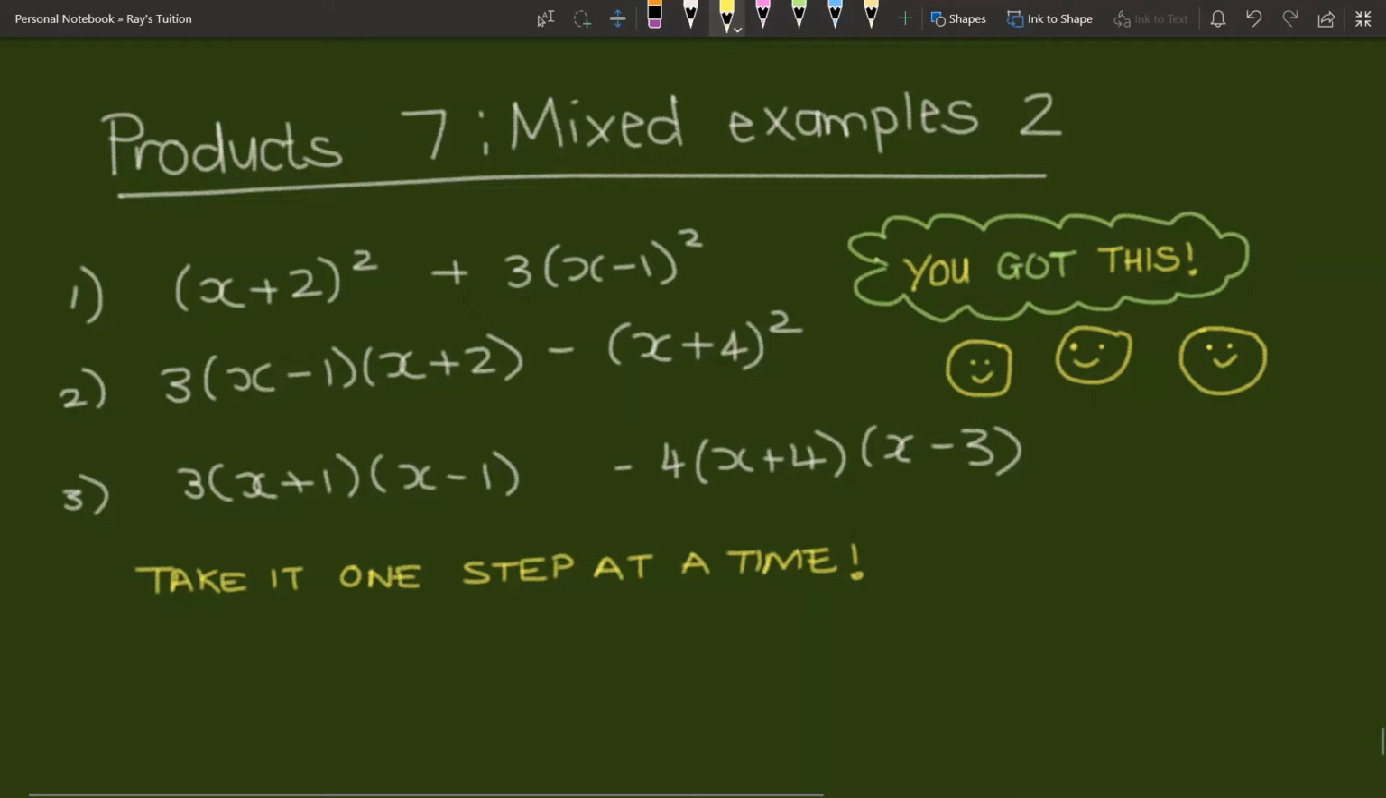And do not freak out if it looks a bit more complicated than what you were used to. It is all of those videos being put together in one whole question. So take it one step at a time, and you can definitely do this if you have understood the concepts of the previous videos. So let us have a look at the examples. Please pause it and attempt it by yourself first before watching the rest of this video.